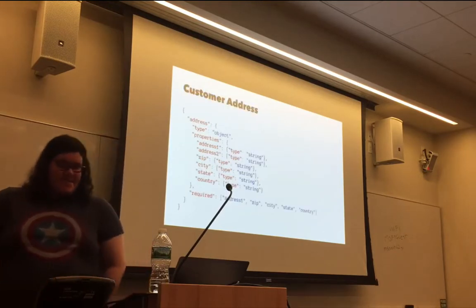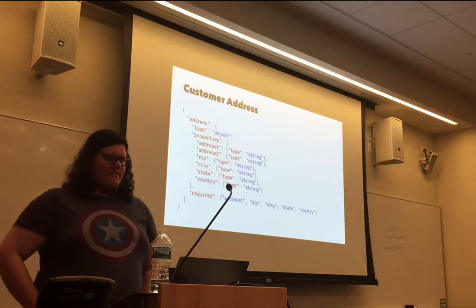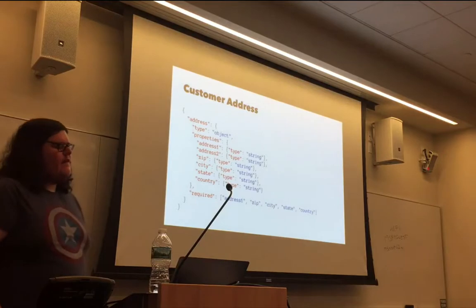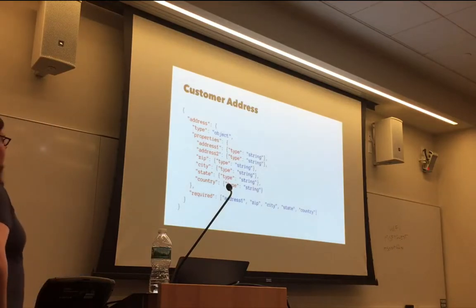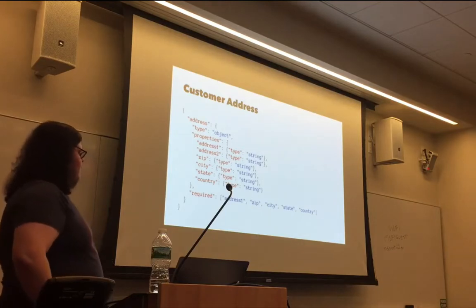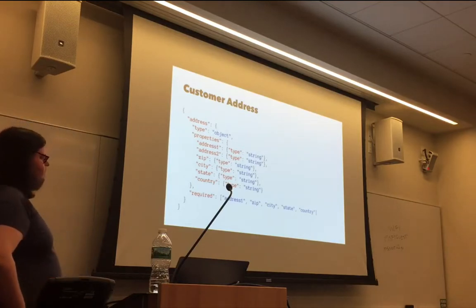Another piece of vital information with a customer would be their address. Where do they live? Where do they want products shipped to? So how would we define this? Well, we would probably have a list of a few properties: address 1, address 2, the zip code, city, state, and country. The address 2 isn't required, so we don't list it as one.